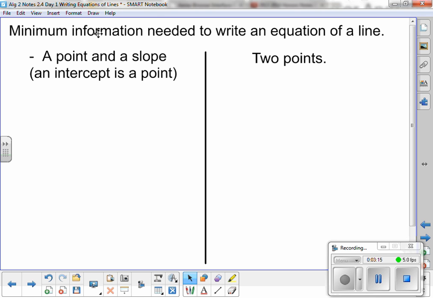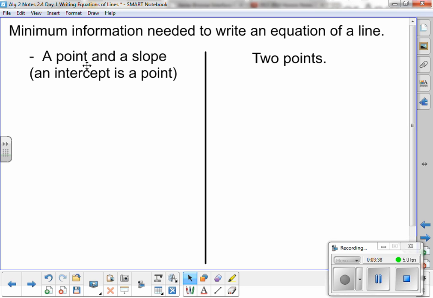So when you get these type of problems, the minimum information that you will need to write an equation of a line are these two things. This is the bare minimum. They might give you more information than these, but you need at least these two pieces of information. Or if you don't have these two pieces of information, you have to be given a way to find these two pieces of information. So first off, they might give you a point and a slope.